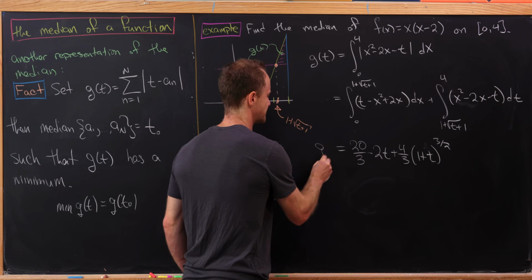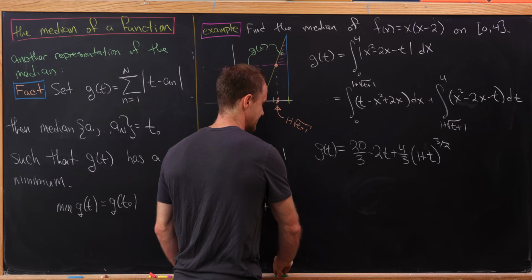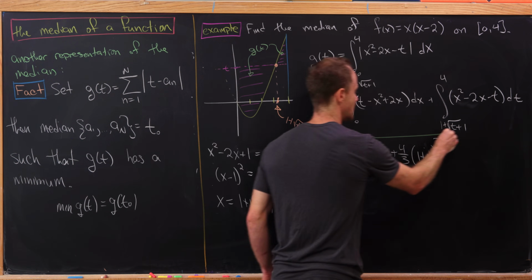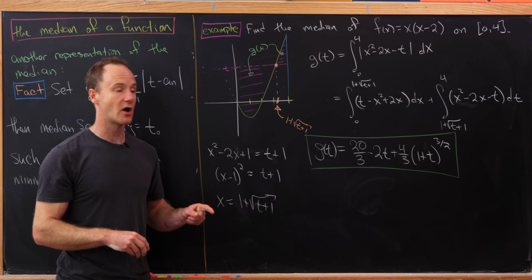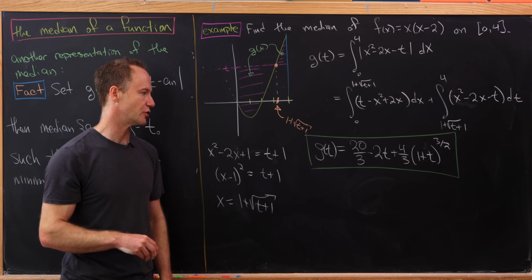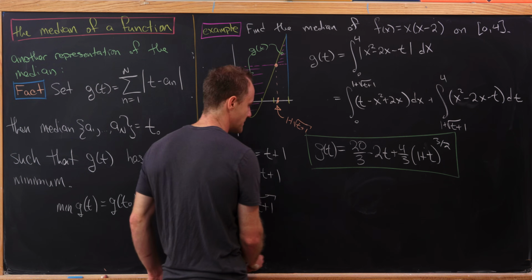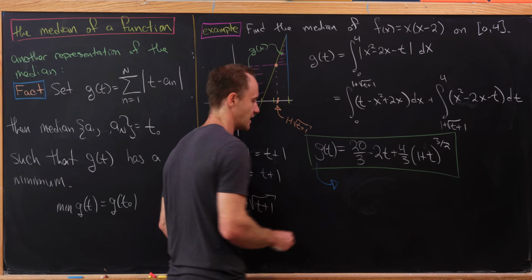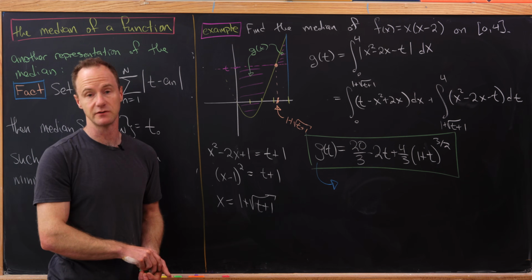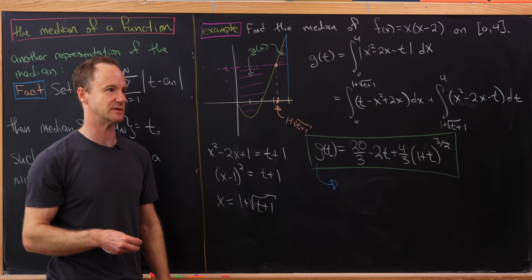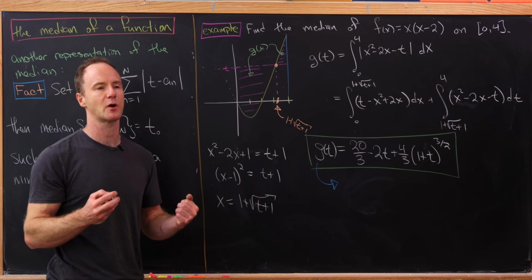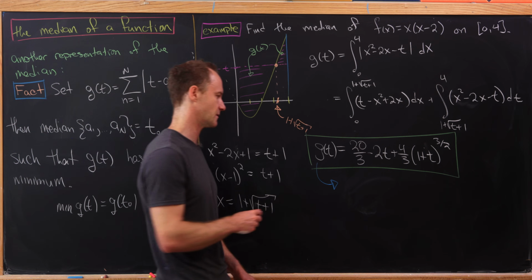Great, and then let's just bring down our g of t. So this is our g of t function. And recall the median will be the t value where the minimum of this function occurs. So where do minimum values occur? Well, they occur where the derivative is 0. Well, I guess the second derivative has to be positive as well, but we won't check that part. We'll just find where the derivative is 0.